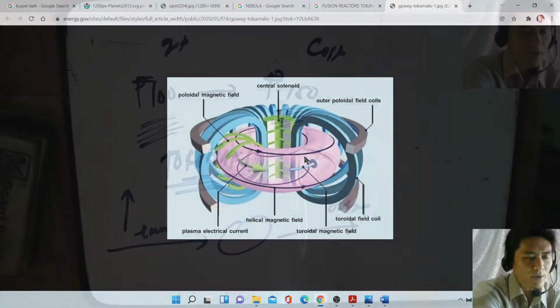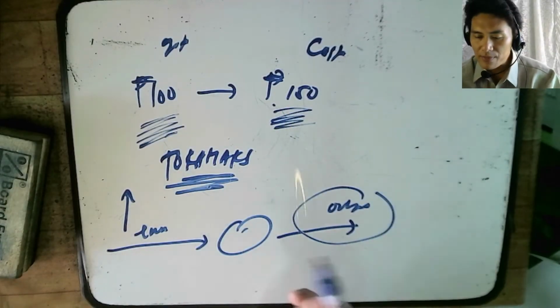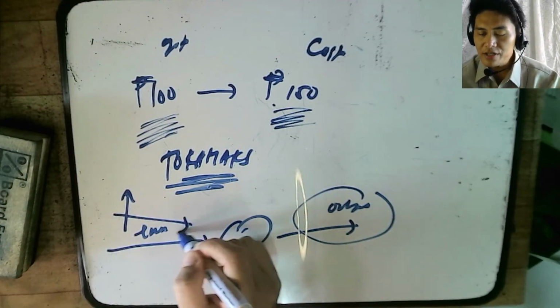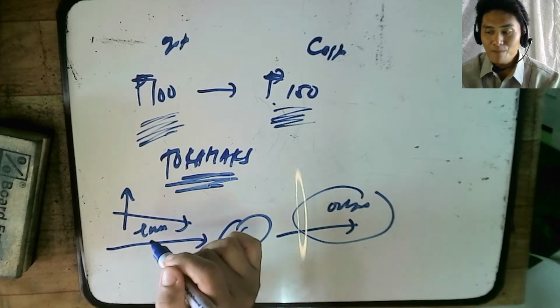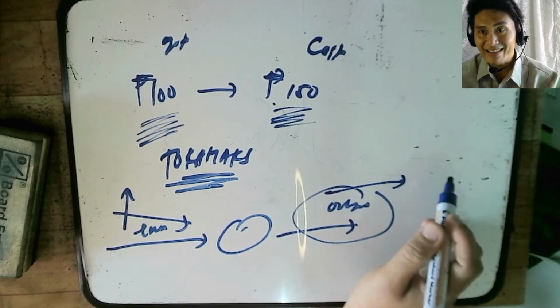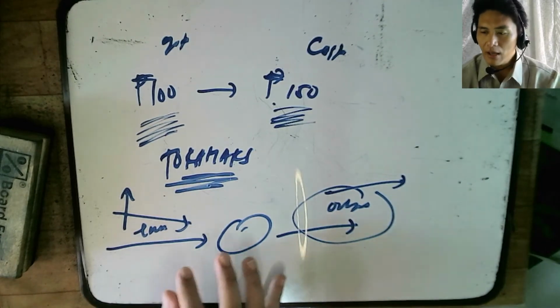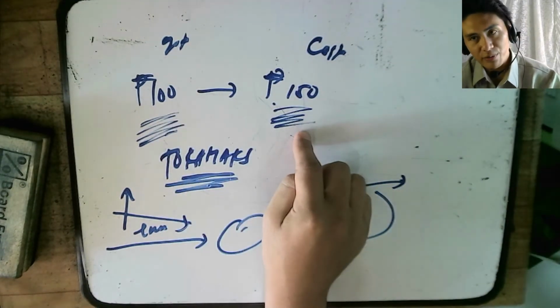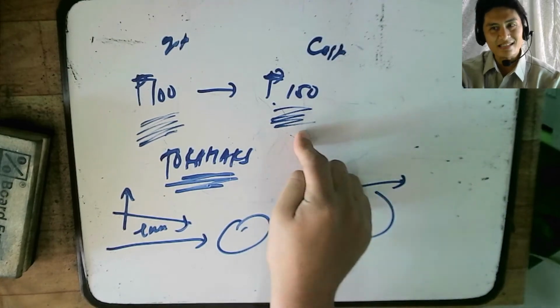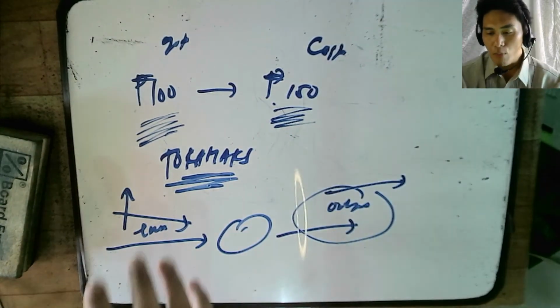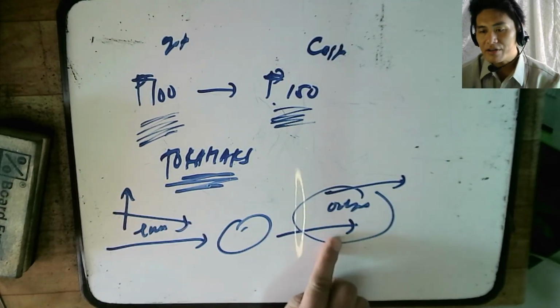And when fusion happens, we get energy out of it. The problem is, right now, the amount of energy that we input is so high compared to the energy that we get that it's really not feasible, right? It's kind of like buying 100 pesos for the price of 150. It doesn't make sense. You don't spend more energy just to get some energy out.